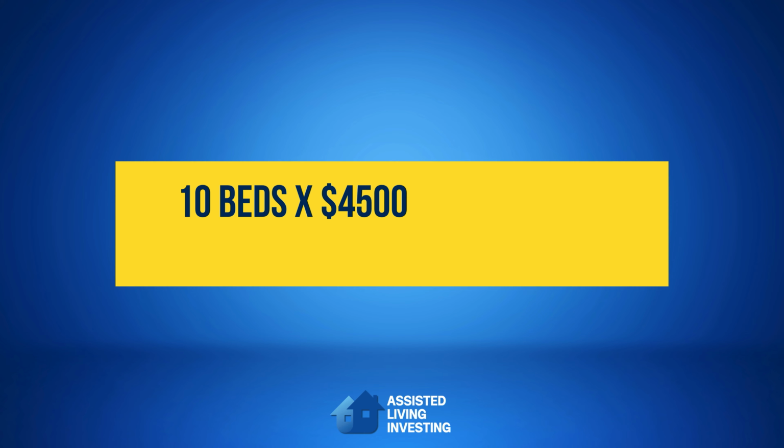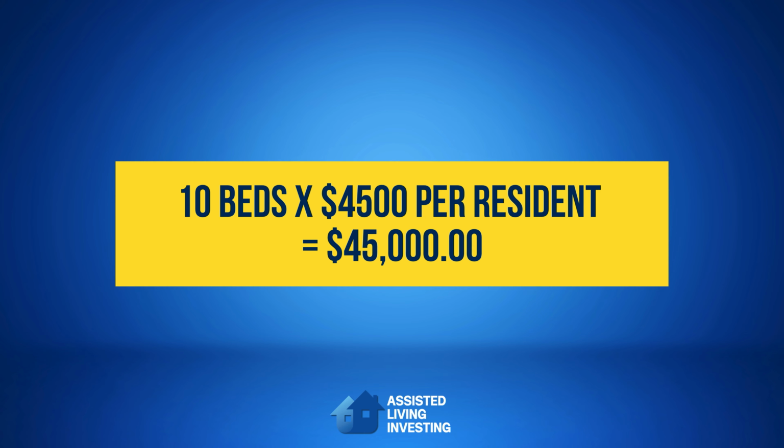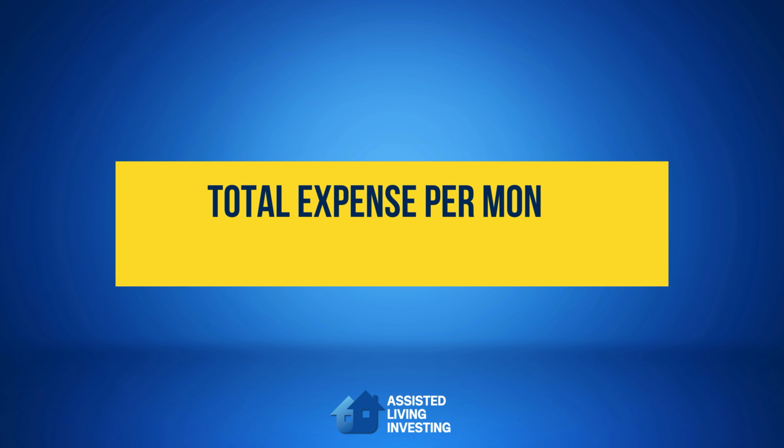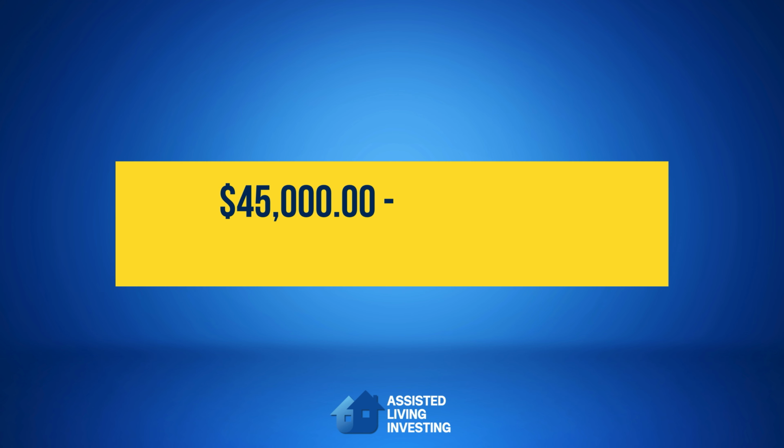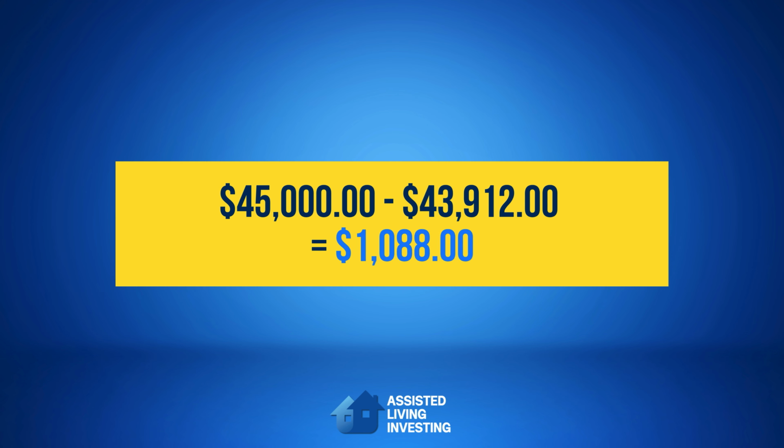Okay. Now let's move on to the 10-bed facility. We have a 10-bed facility, $4,500 per month. Again, we're assuming 100% occupancy, 10 residents. We got $45,000 in income coming in a month. Our total expenses, they're a little bit higher than the 6-bed facility because we have more residents. We're paying a little bit more for food and things like that. Our total expenses in this scenario, we're going to say it's $43,912 per month. So we're getting a net profit here of about $1,000, close to $1,100 per month.